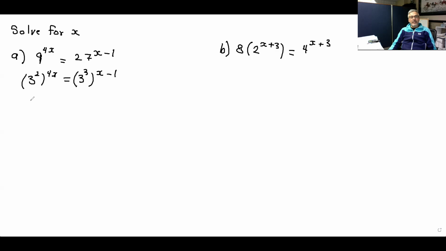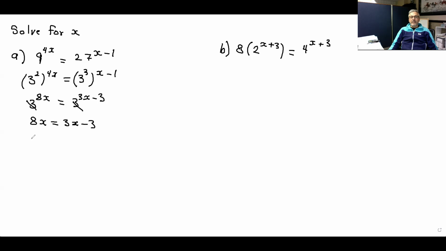Now, just simplify, so you have 3 to the 8x equals 3, and then distribute the 3 into the x minus 1, so you'll end up with 3x minus 3. At this stage, what you want to do is cancel the bases. And basically, you'll have an algebraic expression, which is 8x equals 3x minus 3.